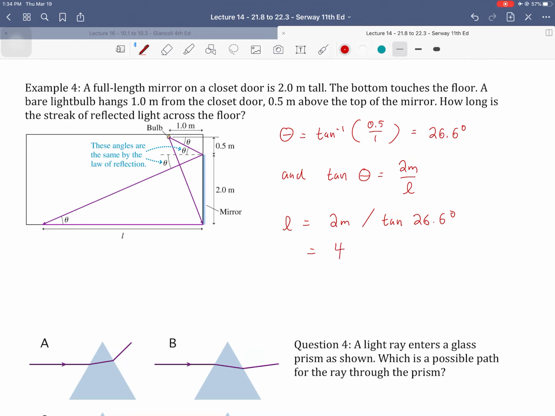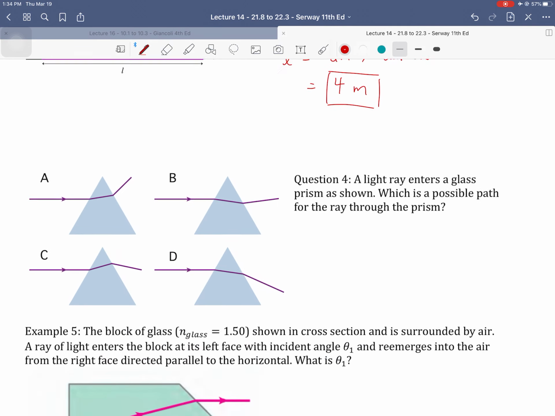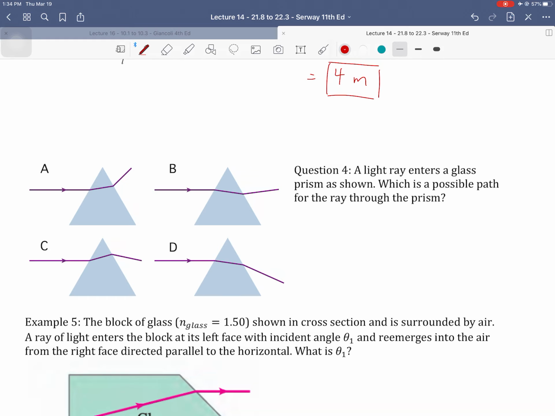So 4 meters, that makes sense. Because instead of even finding an angle, we could have just carried it through by the definition of 0.5. So it'd just be 2 divided by 0.5. All right, so 4 meters is the distance that the light beam gets reflected out across the floor, so the light beam would hit the floor 4 meters away from the edge of the wall. Okay. All right, so we got a concept question here.